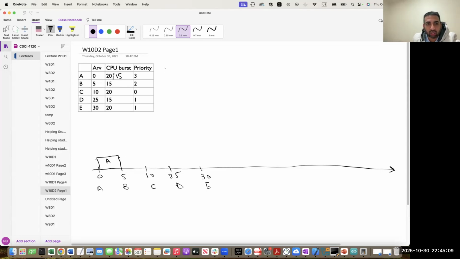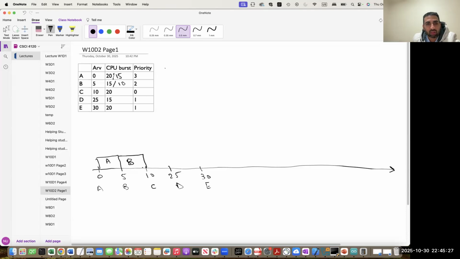So B has the higher priority. Okay, so now I'll allow B to run until 10, so for 5 time units, so its remaining time is now 10. And then at time unit 10, C arrives.